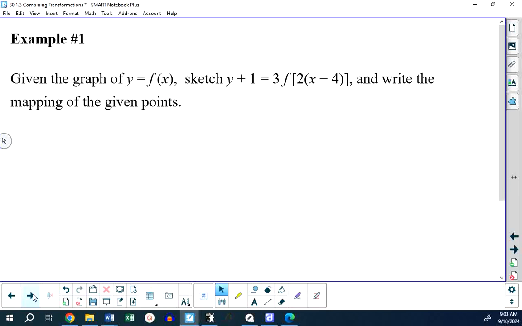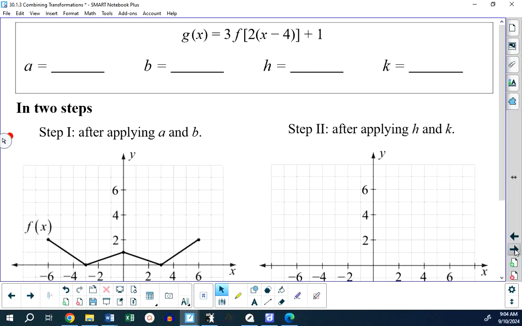So, given the graph of y equals f of x, we are asked to sketch y plus 1 equals 3 times f of 2 times x minus 4. Again, can you double check to make sure that that function and that question matches what I have up here in terms of your handout? Okay. So one of the things we can note is, and you're supposed to write the mapping of point P as well, I believe, right? Okay. One thing you can note is we could write g of x plus 1 equals 3 times f of 2 times x minus 4. And I think the key in determining what this graph looks like is identifying the values of those four parameters.